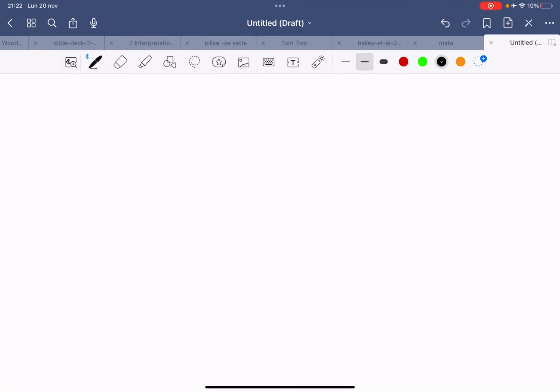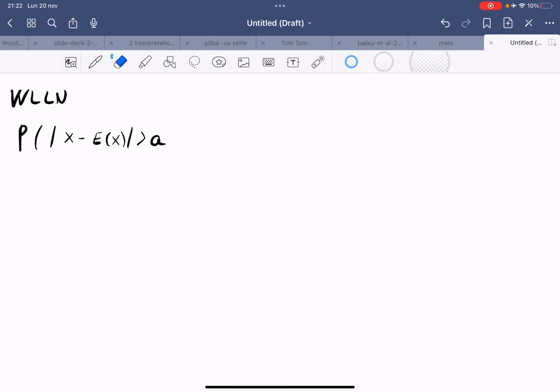In this video, we are going to prove the weak law of large numbers. First of all, we need a tool, that is the Chebyshev inequality. Basically, the Chebyshev inequality states that the probability that the absolute value of X minus the expected value of X is larger than an arbitrary number a is smaller or equal to the variance of X divided by a squared.